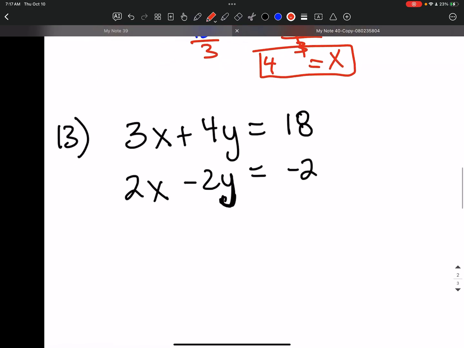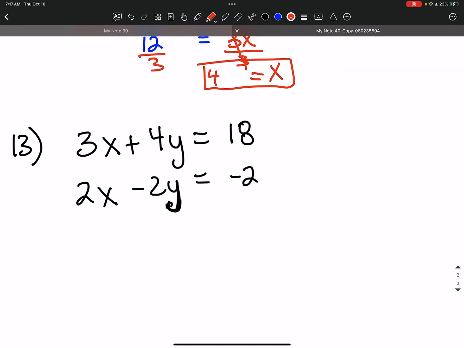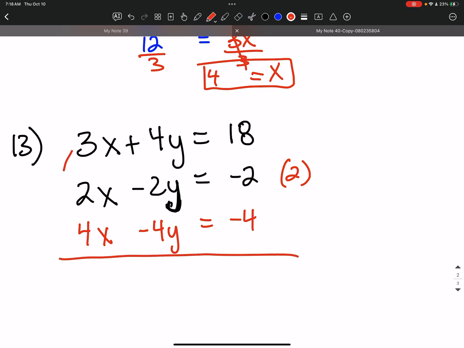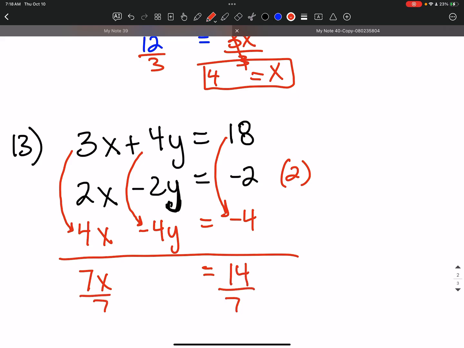And finally, this one. These 2's don't cancel out 3's. These -2's don't cancel out 4's. But if we make this whole line right here twice as big, every number in this line twice as big. So instead of 2x's, I got 4x's. Instead of -2y's, I got -4y's. Instead of -2, I have -4. Now when I combine them and say I have 3x's and 4x's, I have 7x's. When I have -4y's and +4y's, oh, they cancel each other out. That's what we need. And we have 18 minus 4 equals 14. Then when I divide by 7, I know x's are 2's.